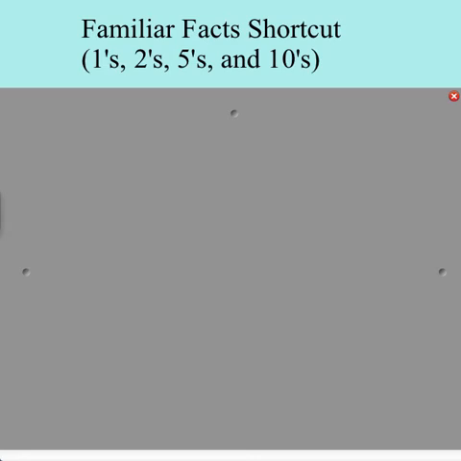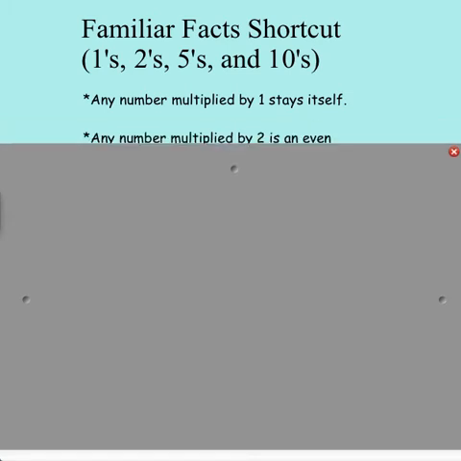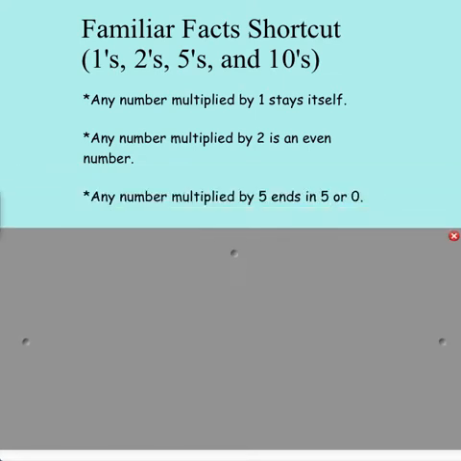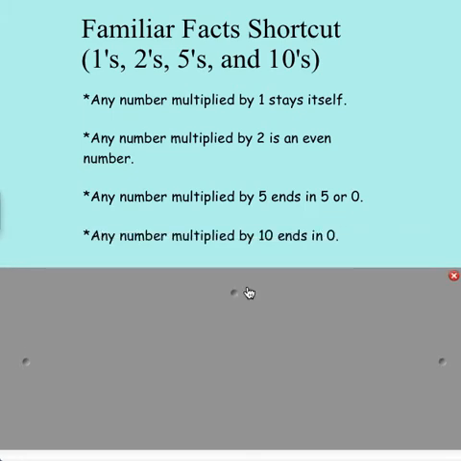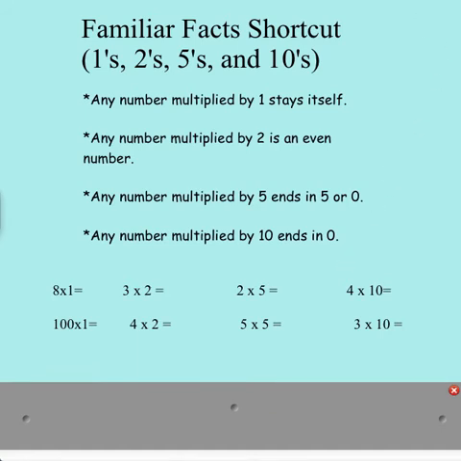The next shortcut we're going to talk about is the familiar fact shortcut. 1s, 2s, 5s, and 10s. Any number multiplied by 1 stays itself. Any number multiplied by 2 is an even number. Any number multiplied by 5 ends in a 5 or a 0. And any number multiplied by 10 ends in a 0. Here are some examples of each of these kinds of problems.